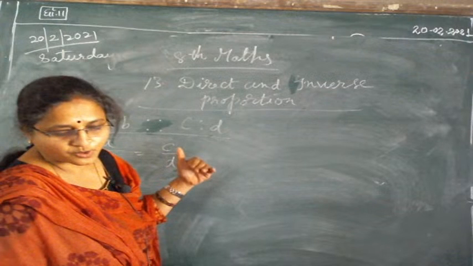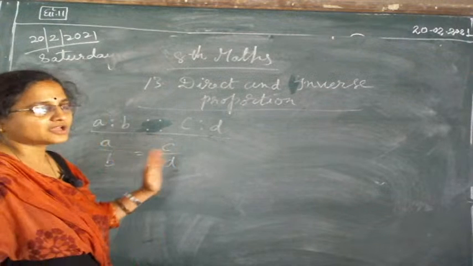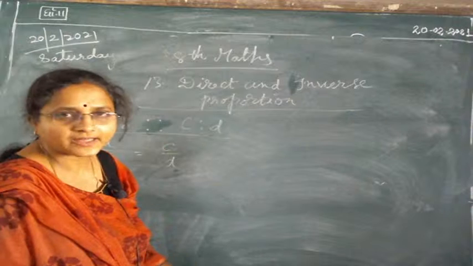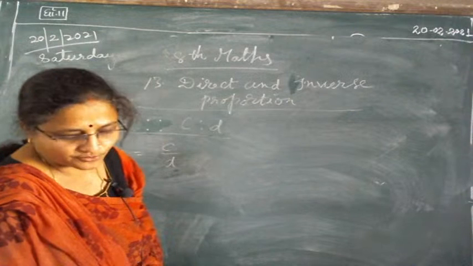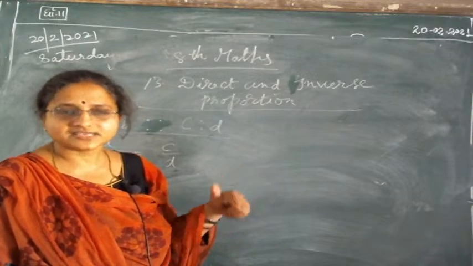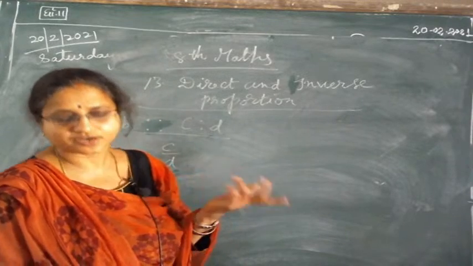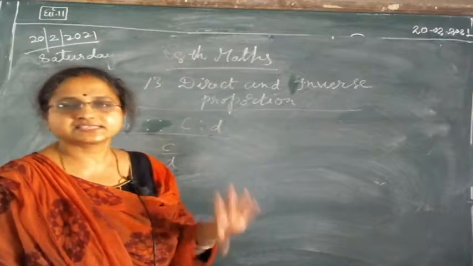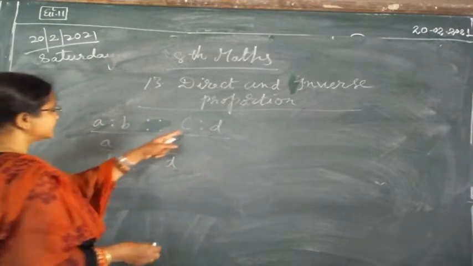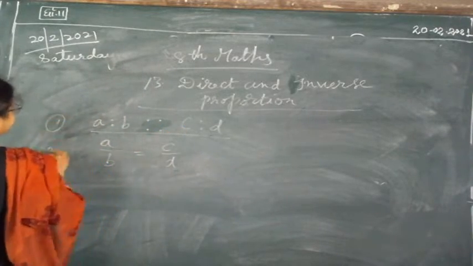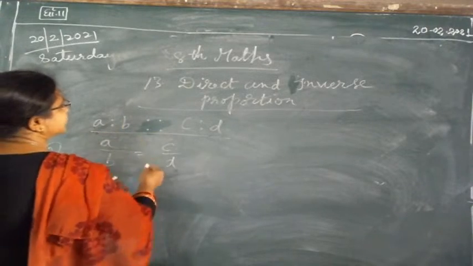So, we can say A, B, C and D, all these four terms are in proportion. And if four numbers are in proportion, then the product of the first and the fourth number and the product of the second and the third number is the same. See, here I had written it in two ways.